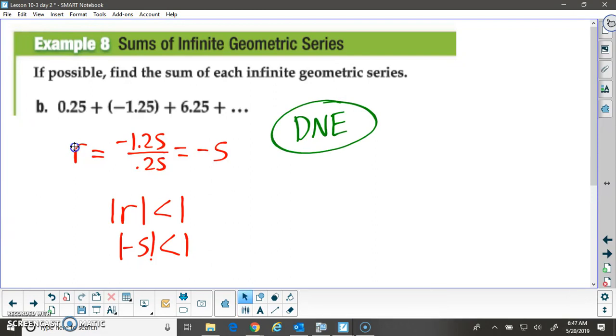So this is a summary of geometric sequences and series and finding the sums of a geometric series, whether it be infinite or finite.